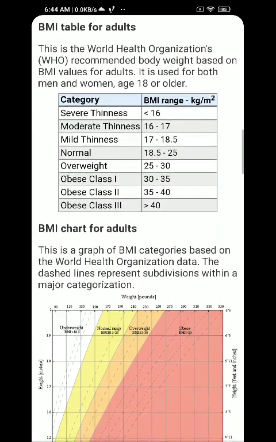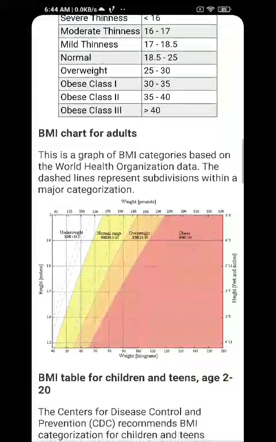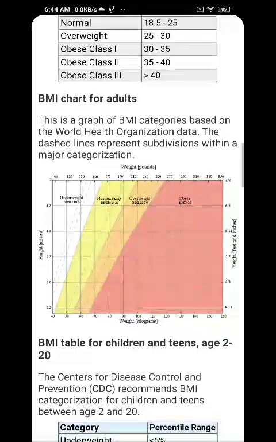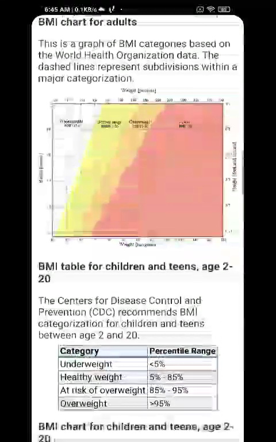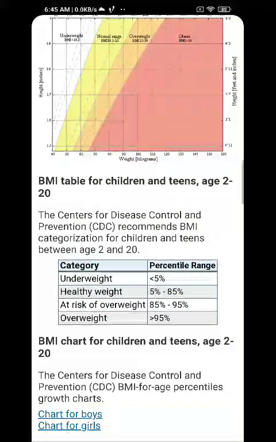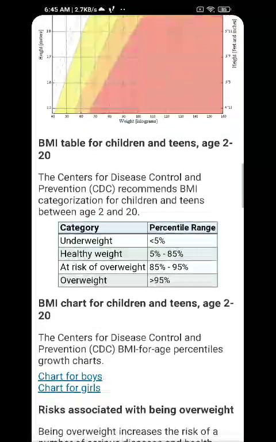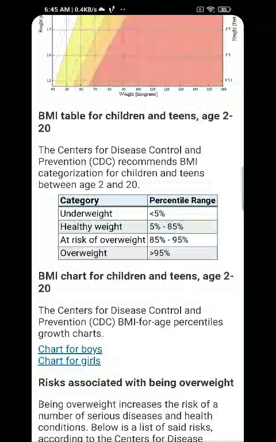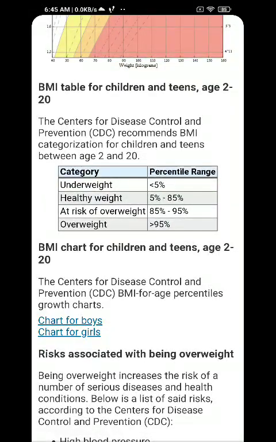And the normal, as we read already, is between 18.5 to 25. And overweight is 25 to 30. And you see down here, obese class 1, obese class 2, obese class 3. Now, you'll see the chart for adults, okay? Now, let's go down to the BMI table for children and teens, age 2 to 20. So they have a different kind of BMI. The healthy weight is 5% to 85%.